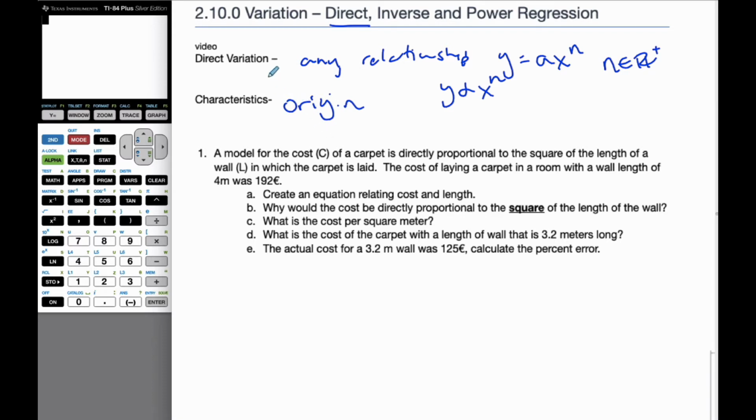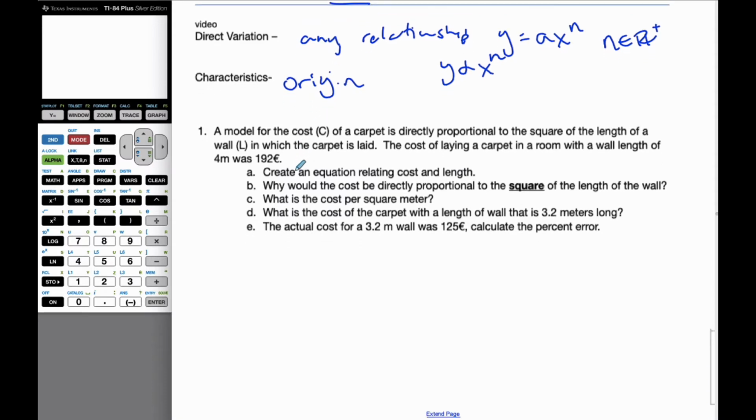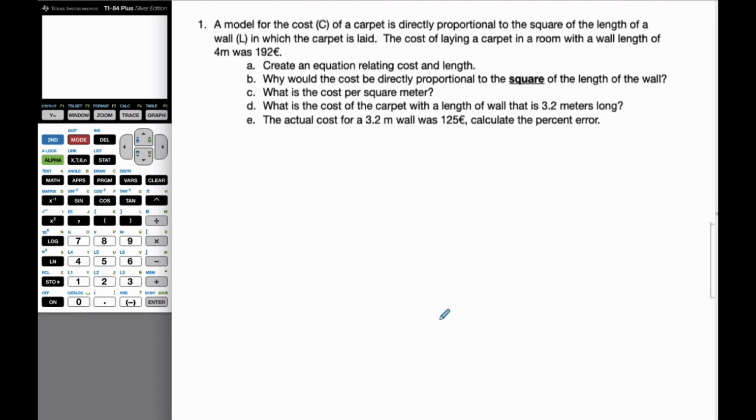Okay, so here's an example that we can take a look at. We know a model for the cost, C, of a carpet is directly proportional to the square of the length of the wall in which the carpet is laid. The cost of laying carpet in a room with a wall of length 4 meters was 192 euros. So we want to create an equation that relates the cost and the length. Well, I know that cost is directly proportional to the square of the length. What this means is that cost is equal to some constant of proportionality, some factor K, multiplied by L squared.